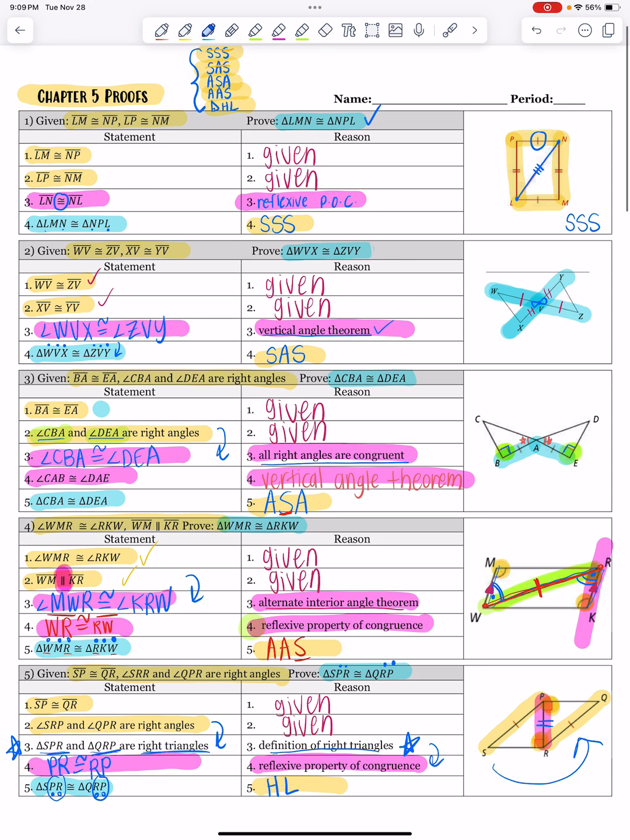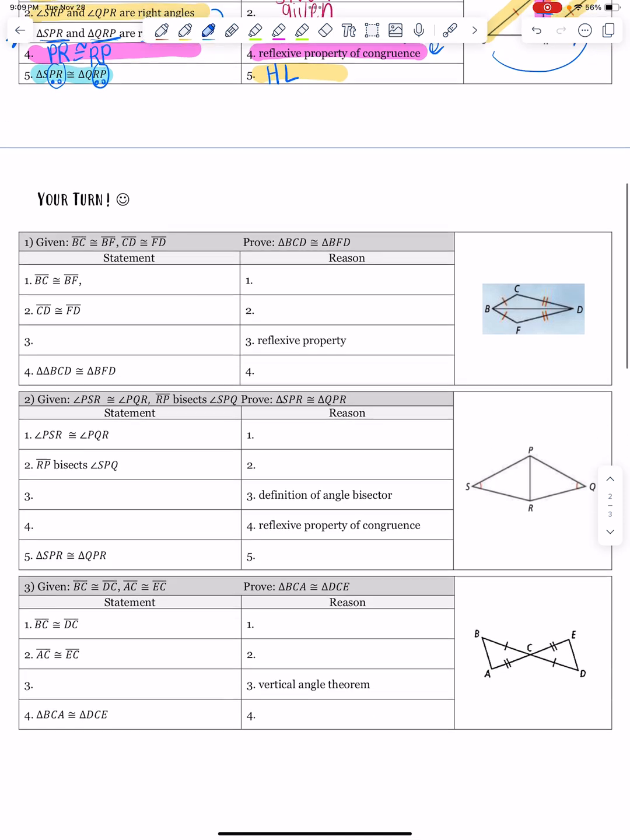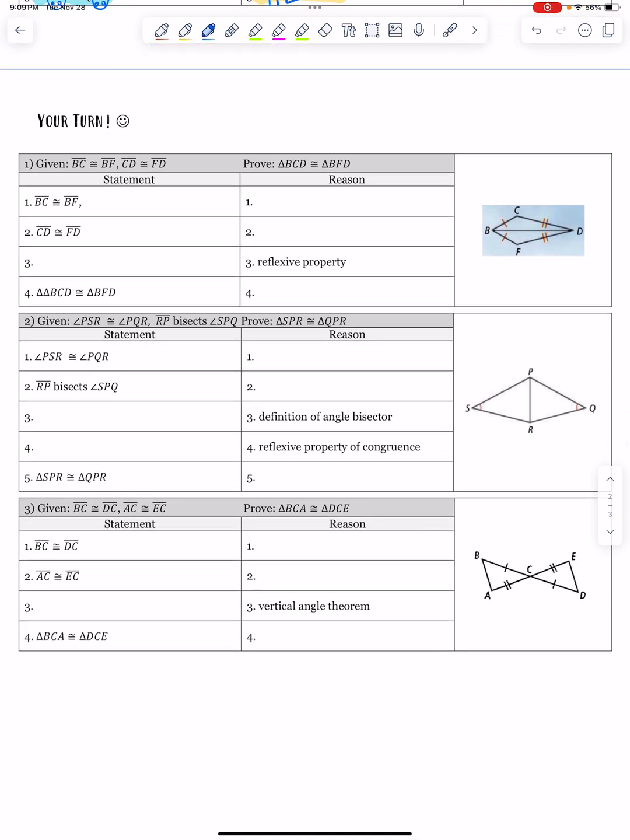Hopefully that helps you a little bit, and our homework is going to be just trying through proofs to see what you can do with them.